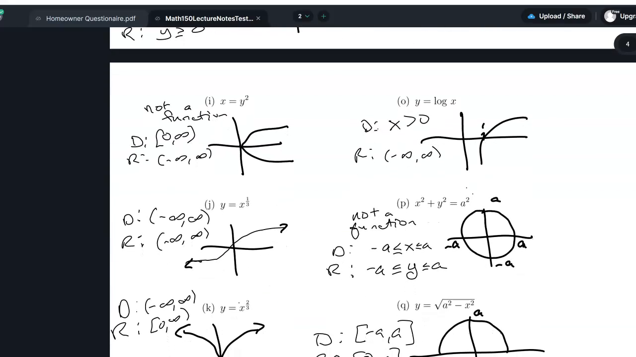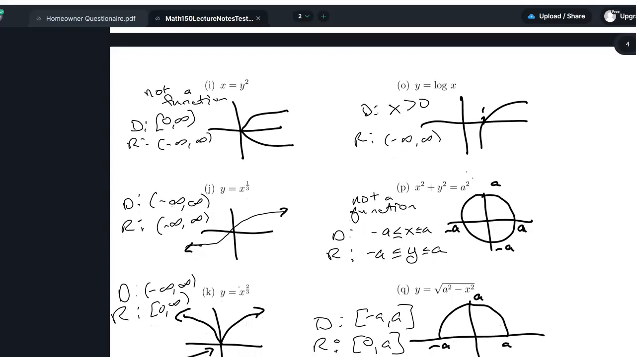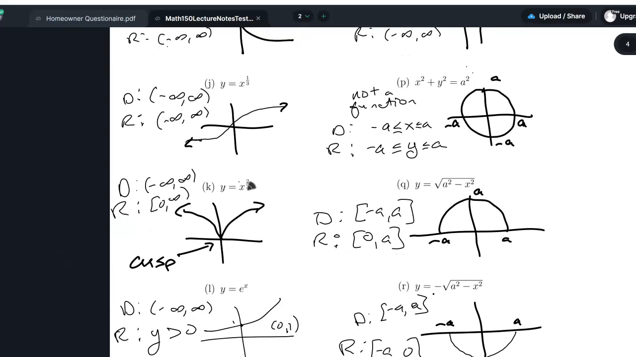Then, moving on to x equals y squared. It's not a function, but the x values that are being used are from 0 to infinity, and the y values that are being used are negative infinity to infinity. X to the 1/3, this is the inverse of x cubed, so it's the sideways guy, and the domain and range are all reals. This is going to be an interesting graph we're going to look at a lot, x to the 2/3, and this little pinched in part is called a cusp. So the domain is all reals, the range is everything greater than or equal to 0.